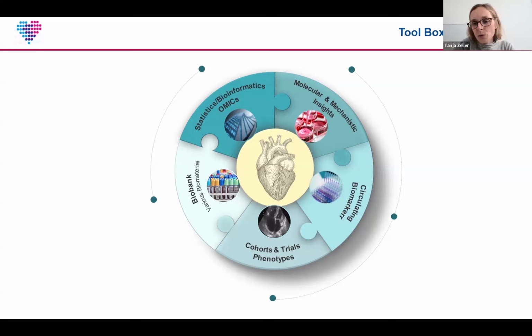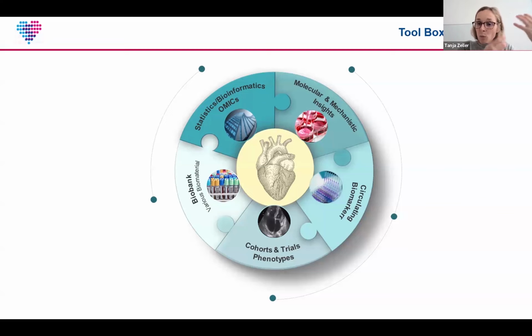So on one hand, we use the biomaterial to conduct omics analysis. Here then also statistics and bioinformatics plays a role. And based on the results from those omics analysis, we are then following candidate molecules into molecular and mechanistic insights. So this is, let's say, basic research.